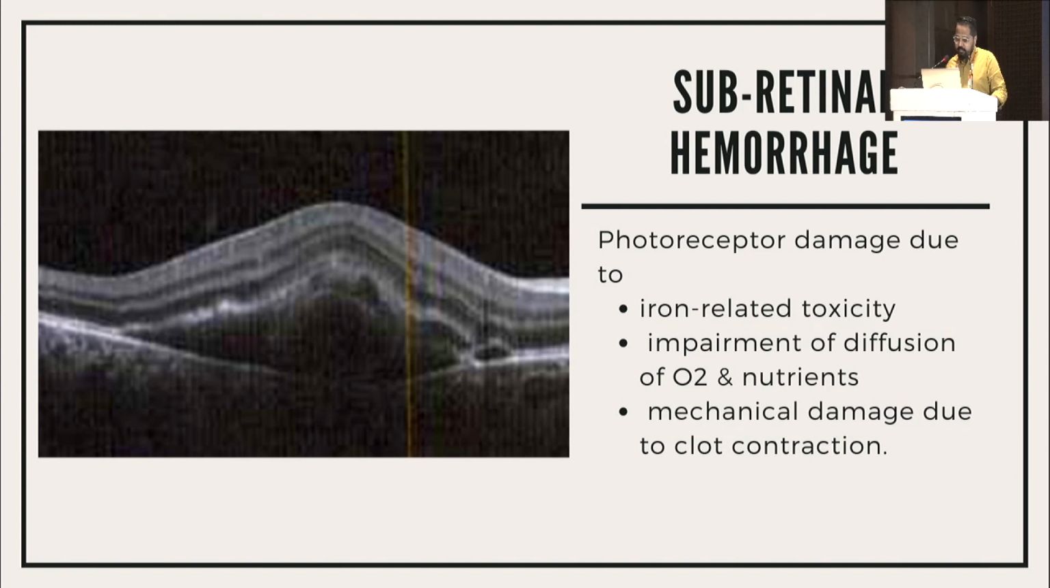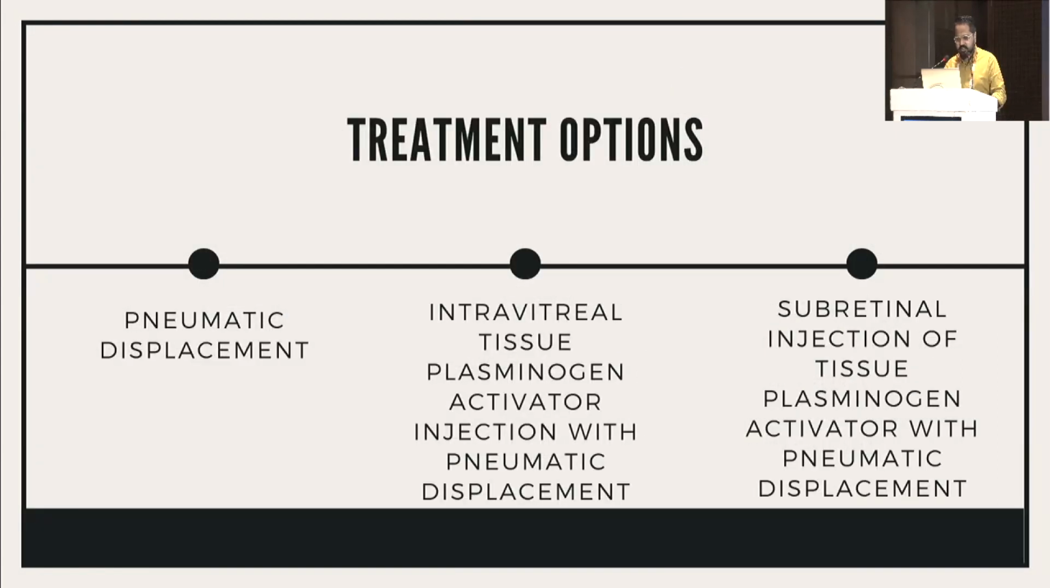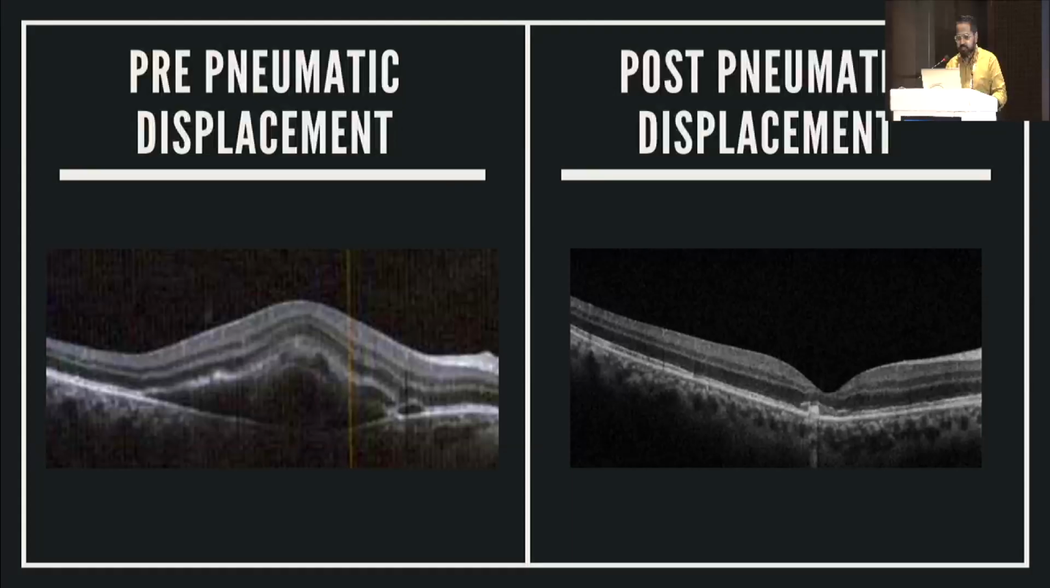The main damage to the photoreceptors occurs due to iron-related toxicity, impairment of the diffusion of oxygen and nutrients, and mechanical damage due to clot contraction. Treatment options are pneumatic displacement, intravitreal tissue plasminogen activator injection with pneumatic displacement, and subretinal injection of tissue plasminogen activator with pneumatic displacement. This is a case which we operated, showing pre-pneumatic displacement, and this is the post-pneumatic displacement with almost all the subretinal hemorrhage gone.